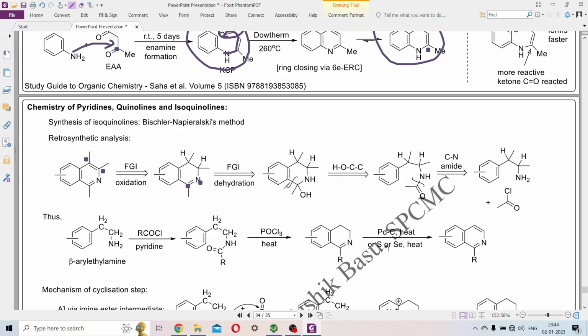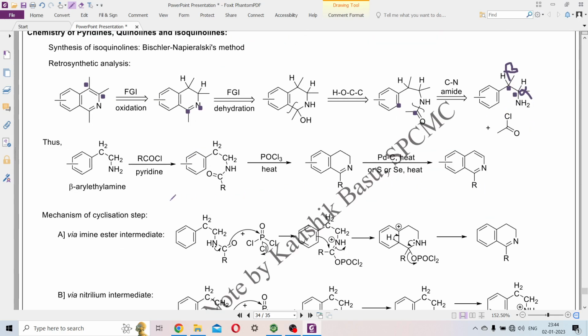So you disconnect here. So you get an amide linkage here in HCOCH3, and then you expect that this carbon and that carbon will close down the ring. And this is an amide, therefore you can directly disconnect the CN linkage to reveal the acyl agent, which could be acetic anhydride or an acyl chloride. So this is a beta aryl amine. This is the alpha carbon and that is the beta carbon. So it is a beta aryl ethylamine.